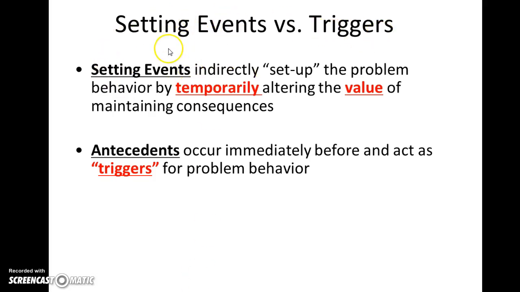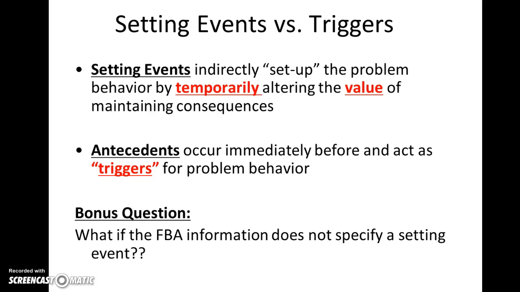All right, so setting events versus triggers. Setting events are something that indirectly sets up the problem by temporarily altering the value of the maintaining consequence. So it's things that we talked about, like sleep or medication or food or parents fighting the night before. It's nothing that happens on a regular basis, but it could still affect the consequence of what we want to happen. The antecedent is also known as a trigger. It happens right before the problem behavior.